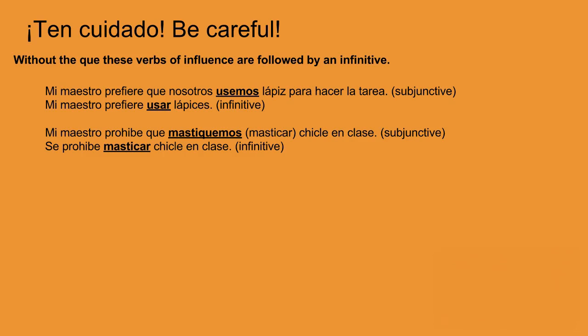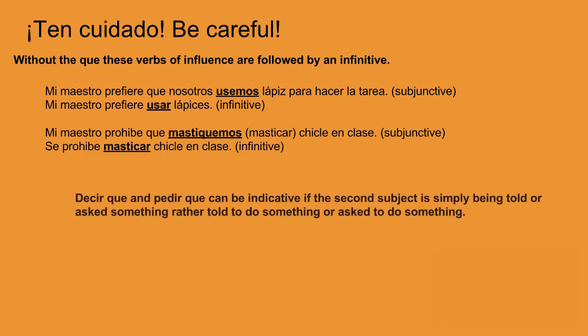Another couple tricky verbs of influence are the verbs decir and pedir. Decir que and pedir que can be indicative, even if it has the que. And the reason is that with decir que, someone is simply telling somebody something, and not telling them to do something, that's indicative. And pedir que, if someone is simply asking somebody something versus asking them to do something. Asking them to do something would be the subjunctive.